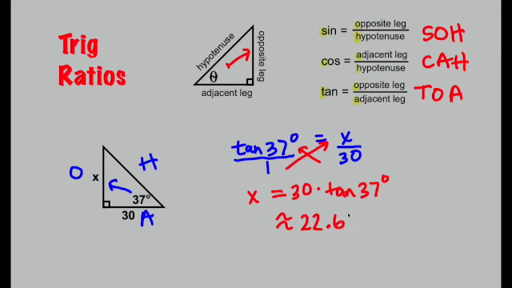We're not going to worry about units for all this. We're just going to say what the measurement is. We'll worry about units at another time. So that's how you do this particular problem, and we use tangent once again because it's opposite and adjacent.